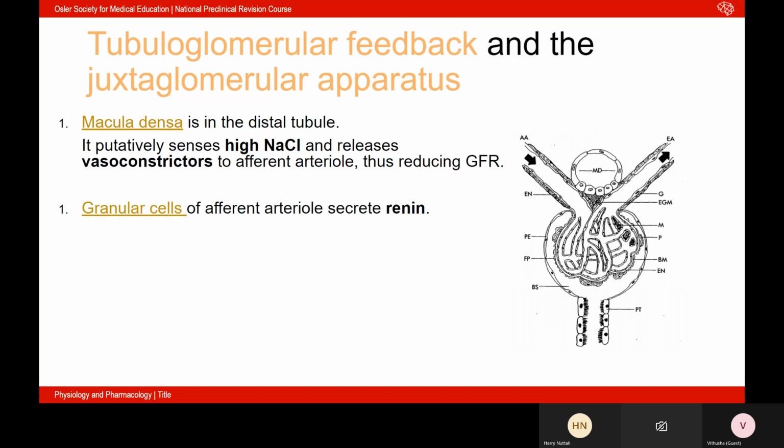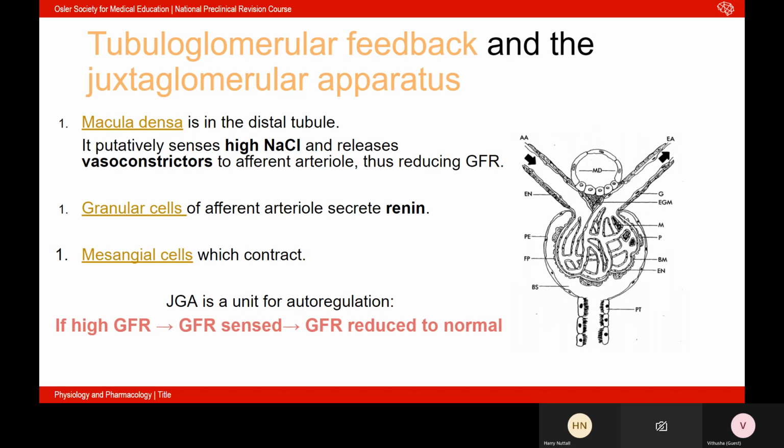Granular cells of the afferent arteriole secrete renin, and this will activate the renin-angiotensin-aldosterone system. And mesangial cells, which you've already mentioned, will contract to modify the GFR. So the JGA is a unit for autoregulation. If there's a high GFR, it is sensed and reduced back to normal in the small unit.